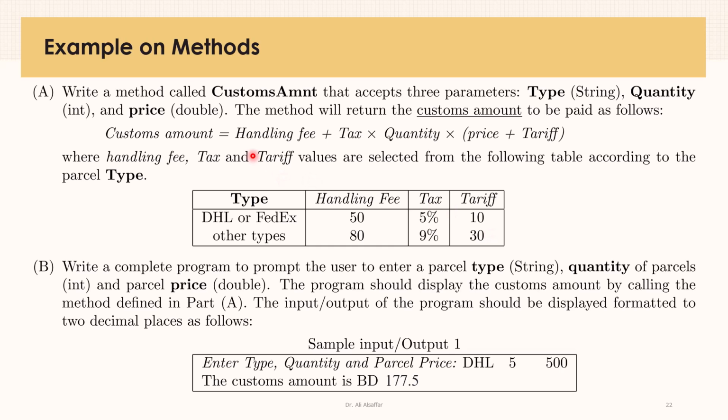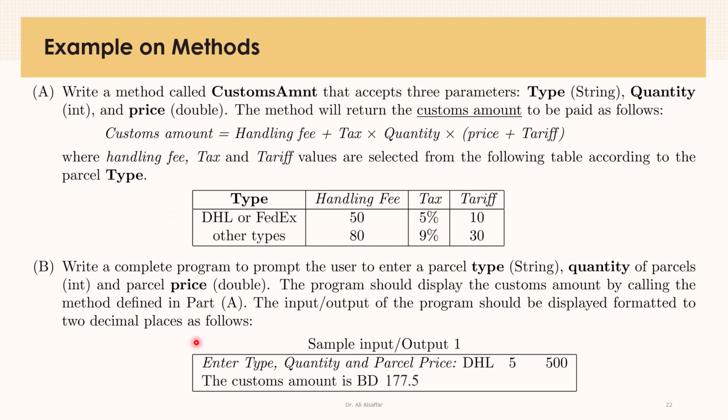Now, instead of writing a complete program that does all the job, we can write a method whose job or duty is just to compute the customs amount, given the type of delivery service as a string, the quantity of the parcel as an integer, and the price of the parcel as a double. And then we write the main method that calls this method whenever it needs to compute the customs amount for an input from the user.